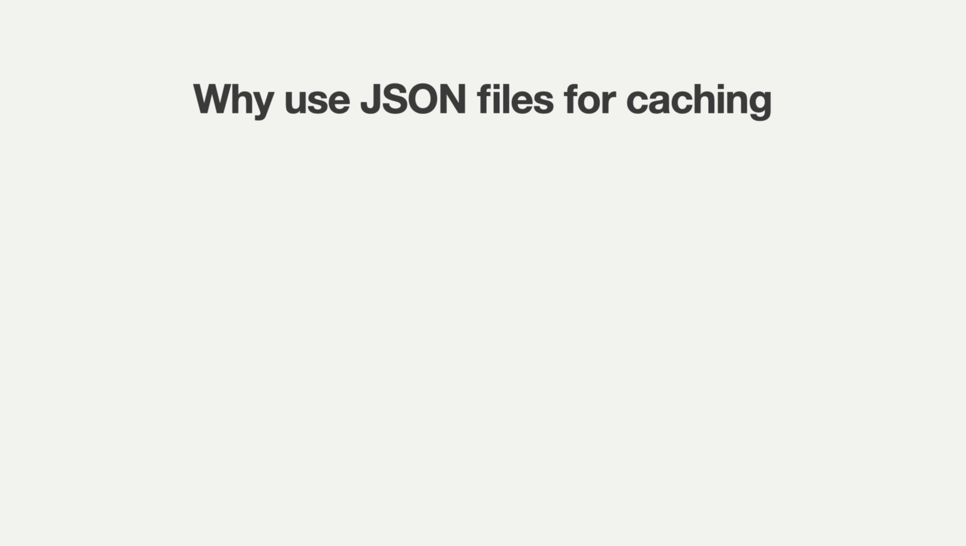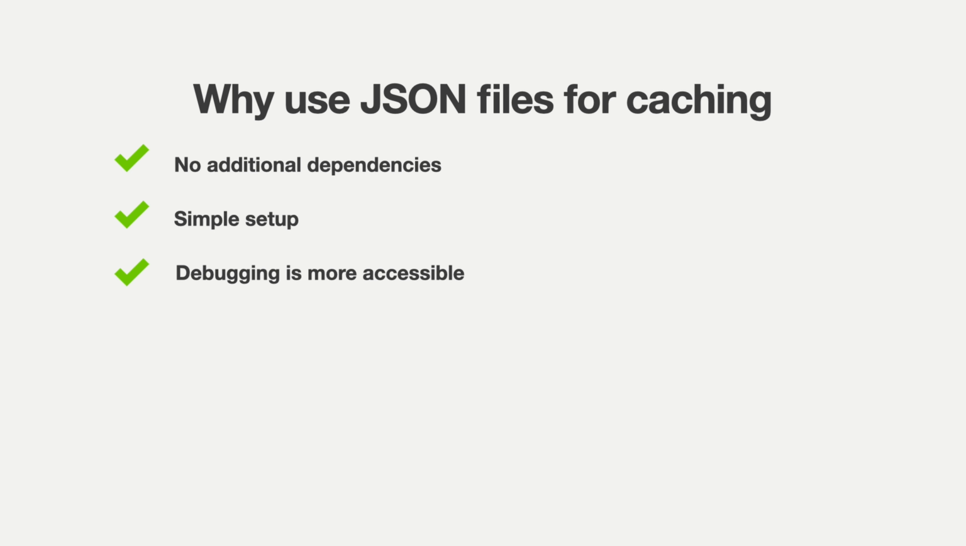Why did we choose JSON files for caching instead of, let's say, Redis or a database? First, it eliminates dependencies. No need to install, configure, and maintain Redis or a database server. Second, setup is simple. Python's built-in JSON library handles serialization and deserialization in just a few lines of code. Third, debugging is more accessible. When something goes wrong, you can open the cache file in any text editor and see exactly what's stored, when it was cached, and whether the data structure matches your expectations.